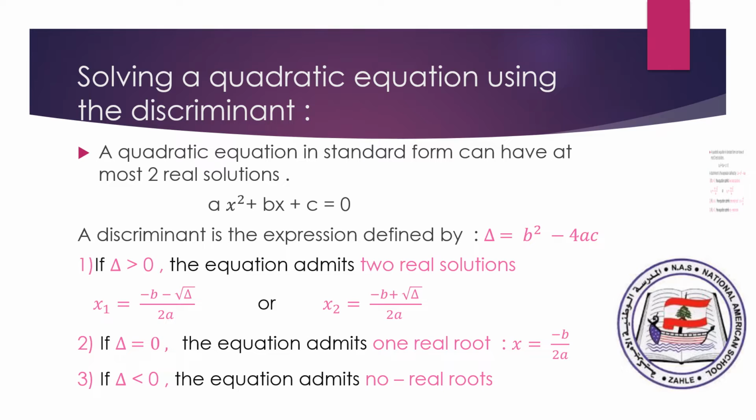If delta equals 0, the equation admits only one real solution in the form of x equal minus b over 2a. If delta is negative, or smaller than 0, the equation admits no real roots, or we can say the equation has no solution.